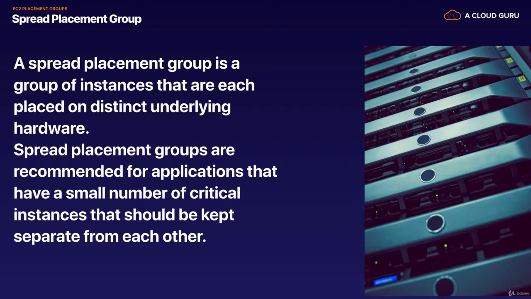A spread placement group is a group of instances that are placed on distinct underlying hardware, so they're away from each other. Spread placement groups are recommended for applications that have a small number of critical instances that should be kept separate from each other. So this isn't for high performance compute. If anything, it's for instances that shouldn't be close to each other because it might constitute a business risk. So that is really it.